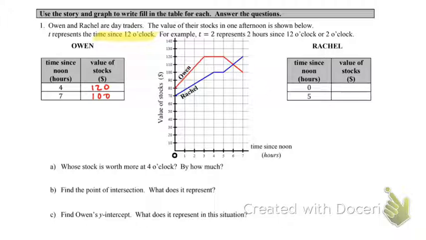Now let's do Rachel's. Time since noon is 0, so 0 means it's actually 12 o'clock. What's Rachel's stock price? It's 70. And then at 5 hours after 12, it is 100. Yes, 100. So that's how we read this.